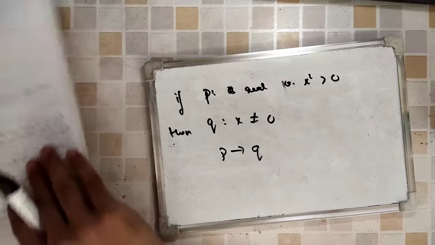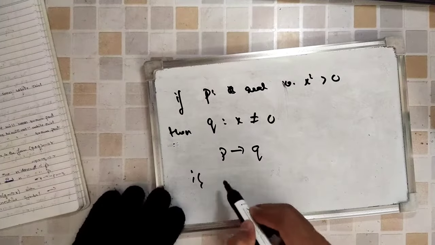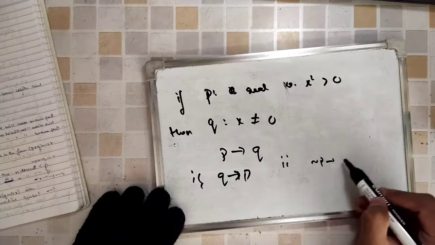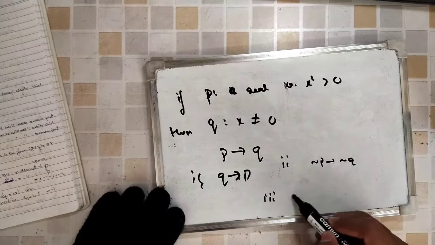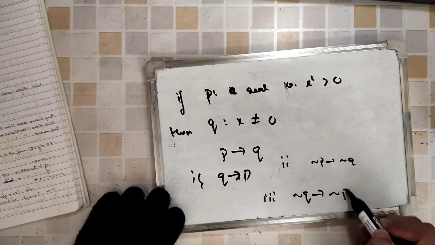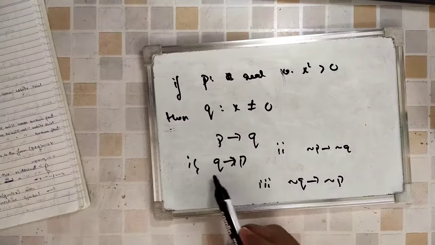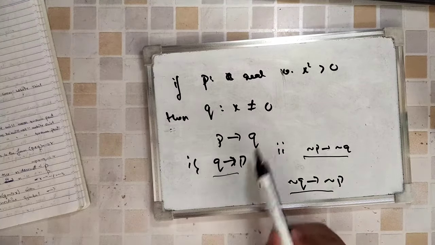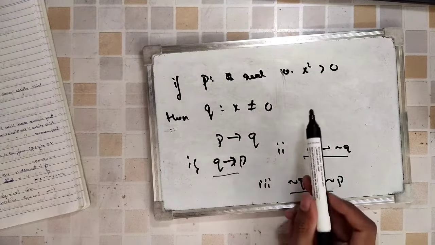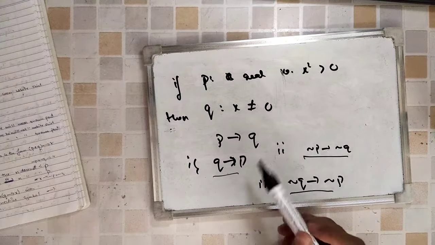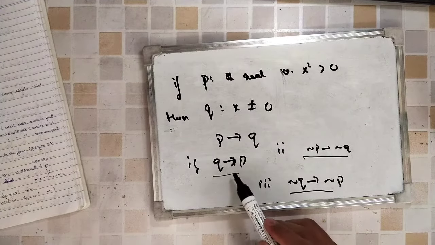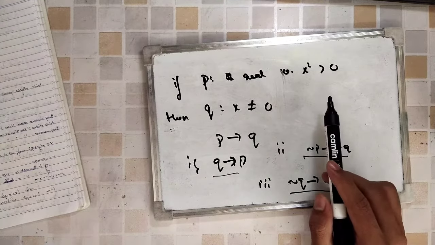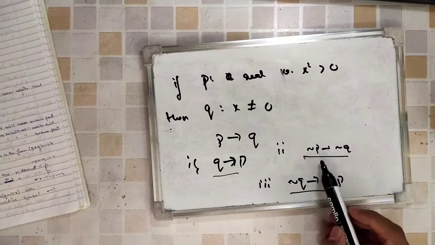Now they have asked for the converse of this, which is q implies p, then the inverse, negation p implies negation q, then the contrapositive, negation q implies negation p. Do you stop here? No, you have to write this in English. So q implies p: if a real number x is not equal to 0, then x square is not greater than 0.